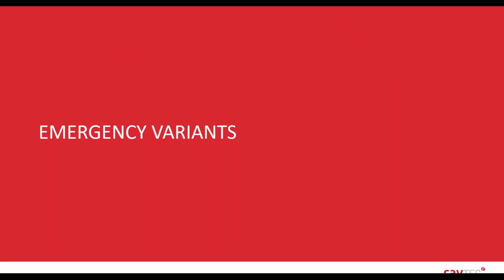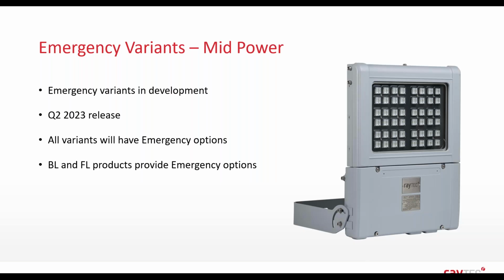Now let's explore the emergency variants of the product. So let's start by looking at the new mid-power range. We do not yet have an emergency variant of the mid-power flood and bay luminaires, but they are in the development pipeline. So we're hopefully aiming to release these versions in Q2 of 2023. So the emergency versions will be available in all the variants, so Zone 1, Zone 2, and Industrial.